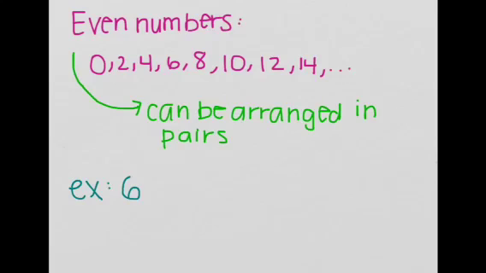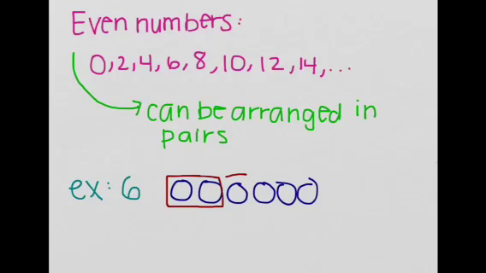So even numbers can be arranged in pairs. So let's see what that means with an example of 6. So for 6, I'm going to draw 6 balls or circles. And we're going to divvy them up into pairs. As you can see, each one of these circles has a buddy.